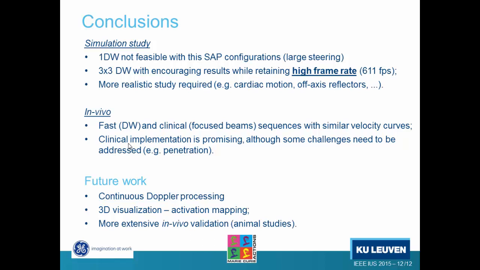We have done then the in vivo study where the focused beams and diverging beams seem to lead to similar velocity curves, although we still have some challenges, for instance, reduced penetration with diverging waves. For future work, we would like to implement continuous Doppler processing so that we could avoid packets and then increase frame rate. And then, instead of a 2D slice, we would like to show some 3D visualization technique, maybe some activation mapping, and we need some more in vivo validation, for instance, with animal cells.